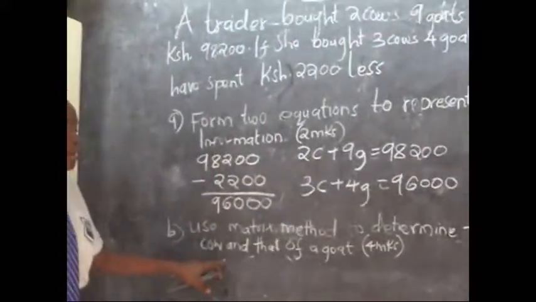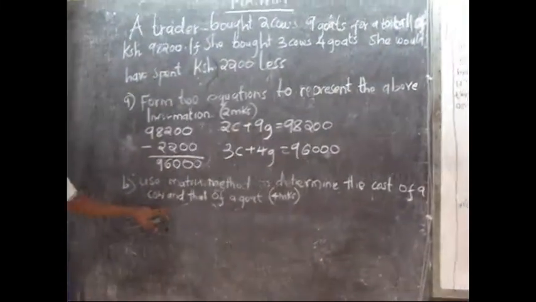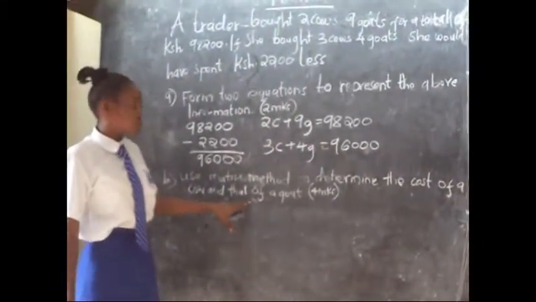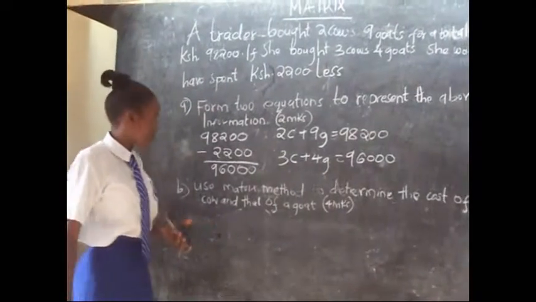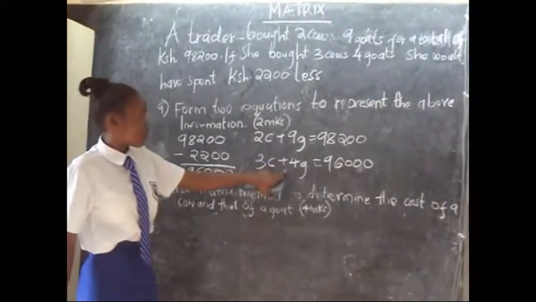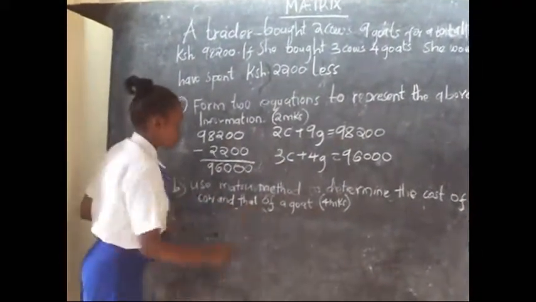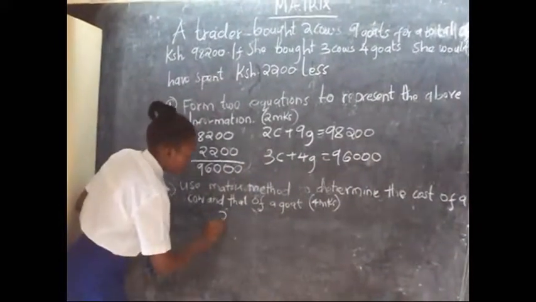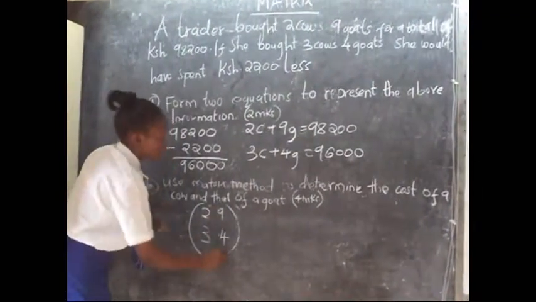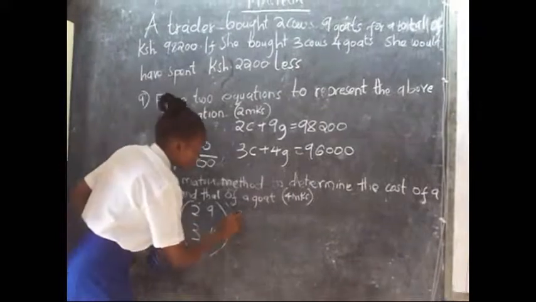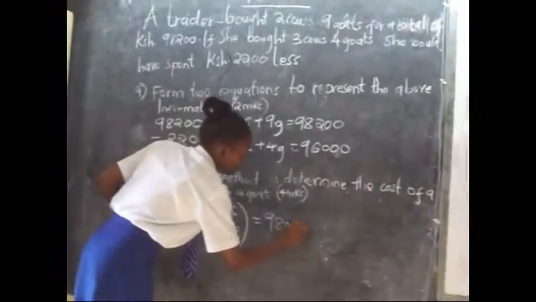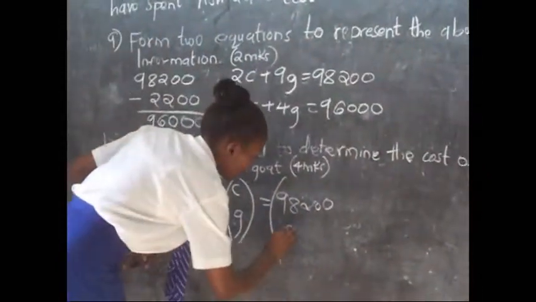In B, use the matrix method to determine the cost of the cow and that of the goat. Before we determine the cost, we are going to form our matrix method equation. We are going to use our equations to form the matrix 2, 3, and 9, 4. The first letter is C. C, G is equal to 98,200 and 96,000.